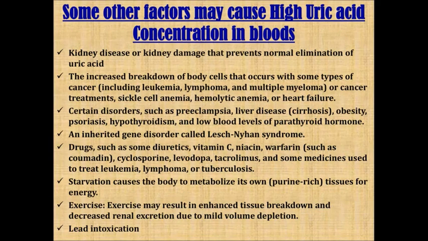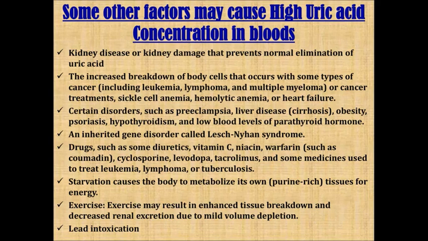Some other factors that may cause high uric acid concentration in blood. The first one is kidney disease or kidney damage that prevents normal elimination of uric acid. As we have seen in the earlier slides, excretion of uric acid is required to eliminate the uric acid in our body, and if it is not done in the right way, then uric acid will accumulate, and the first part it will affect is the big toe, followed by other joints.